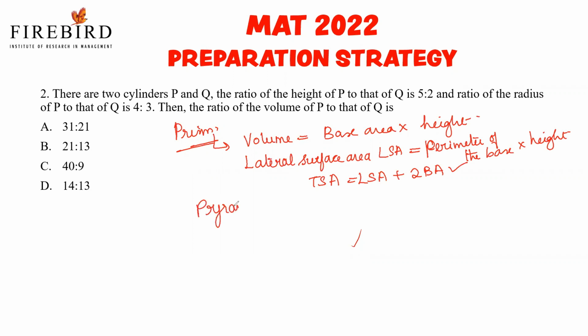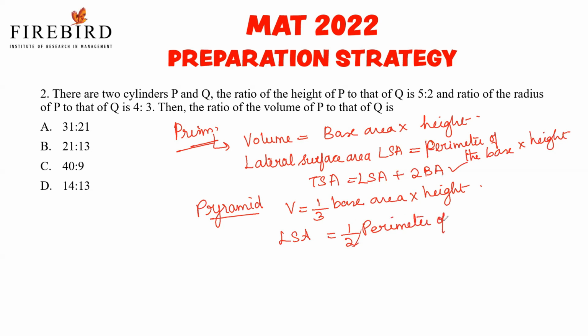And in case of pyramid, volume is equal to 1 by 3 into base area into height. And lateral surface area, you can say it as half into perimeter of the base into height. And total surface area, I'll get lateral surface area plus base area.